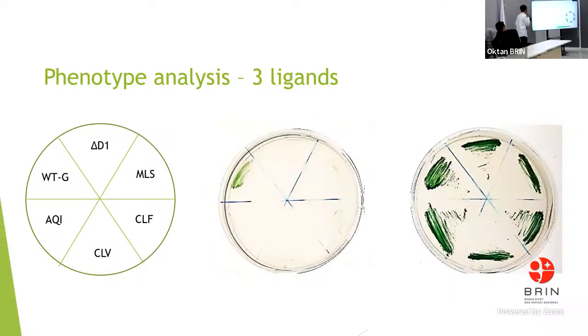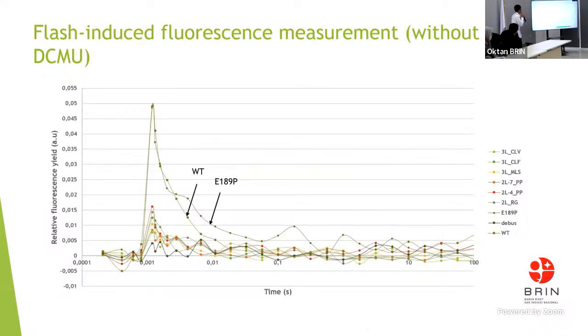Next slide, please. So the same result goes for the 3 ligands, where they cannot grow phototrophically, meaning that they cannot do photosynthesis. Next slide. And then we also tested for photosynthetic activity by this measurement, called flash-induced fluorescence. Basically, it measures the kinetics of the photosynthetic activity. In short, if we compare to the wild type, if the photosynthesis is active, it should have relatively the same profile as the wild type.